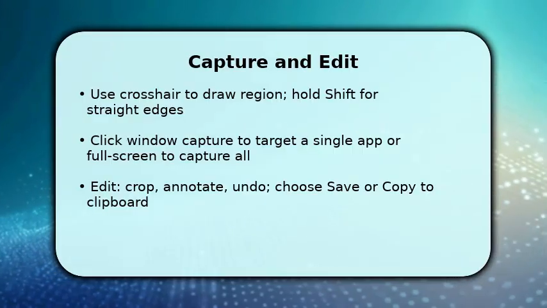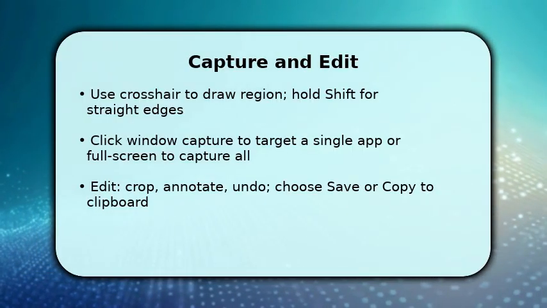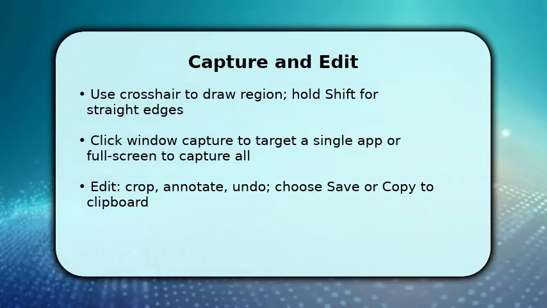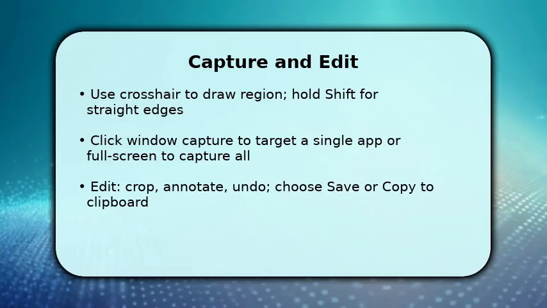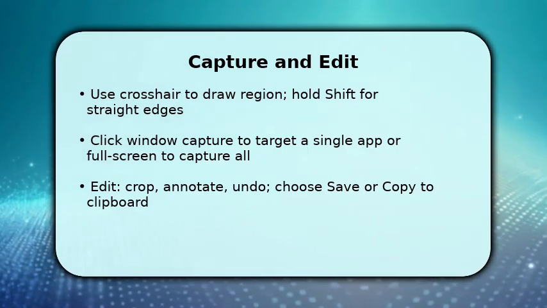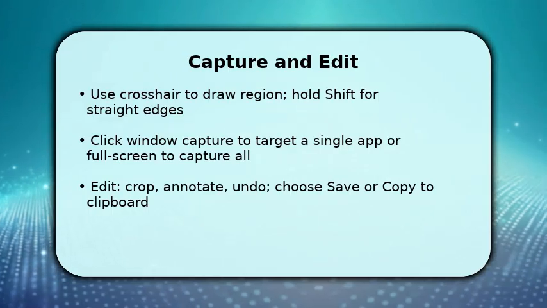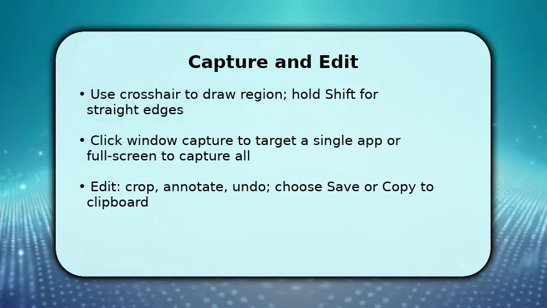Once captured, the Snipping Tool opens Inline Editor. Use the crop handles to trim, the pen to annotate, and the undo button to revert mistakes. Make sure to choose Save for a file in Downloads or Copy to add the image to the clipboard for immediate pasting. Practice a couple times to speed the flow.